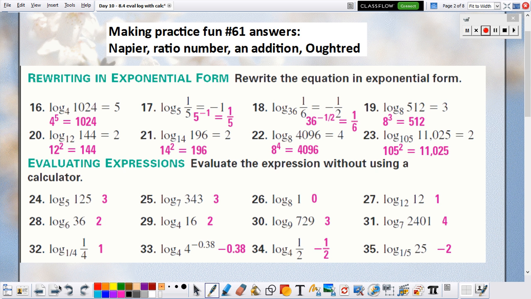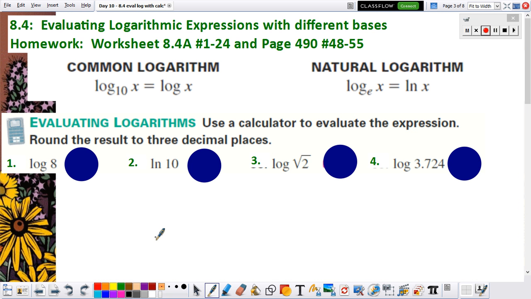All right, so today we're going to talk about what we do when we have different bases. What I want you to do is please write down the information you see right here. I need everyone to write down that this is our common logarithm and that this is our natural logarithm.